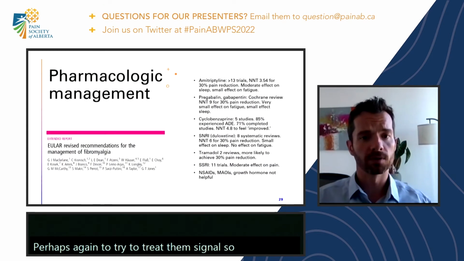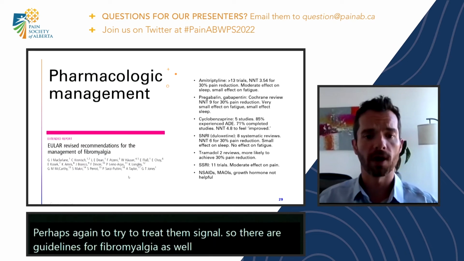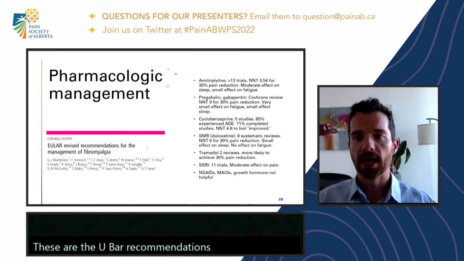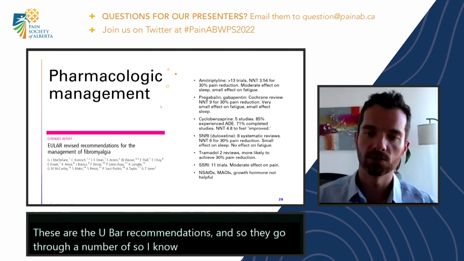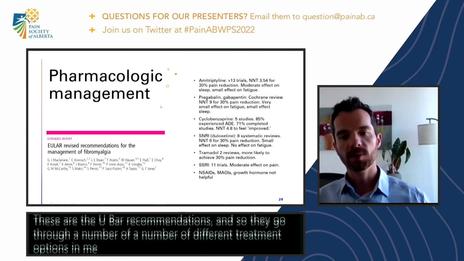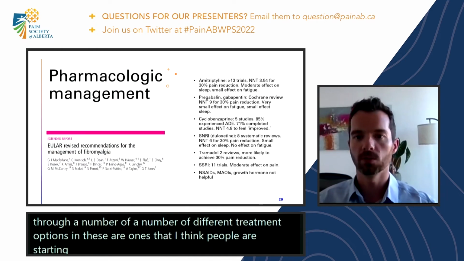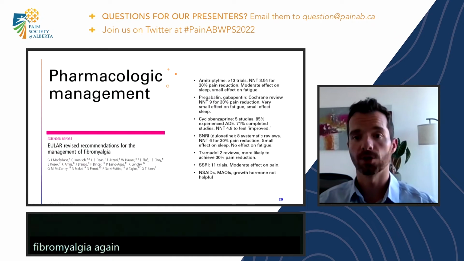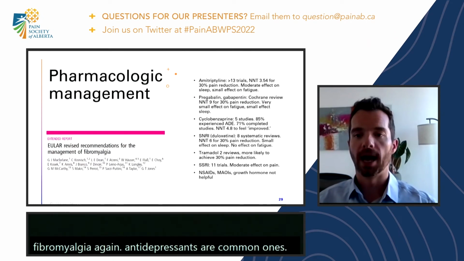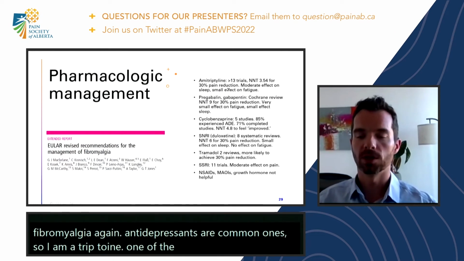So there are guidelines for fibromyalgia as well. These are the EULAR recommendations, and they go through a number of different treatment options. These are ones that I think people are becoming more and more familiar with for treating fibromyalgia. Again, antidepressants are a common one, so amitriptyline, one of the first ones I think people started using for this.